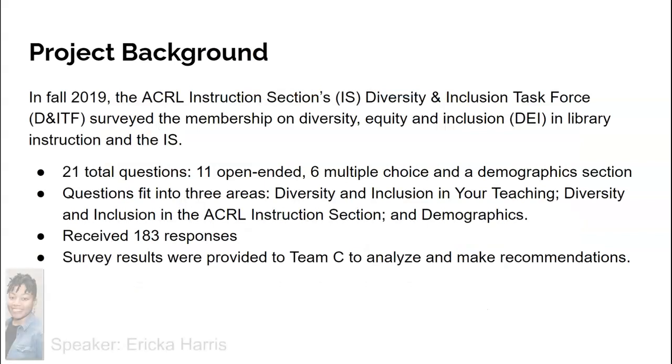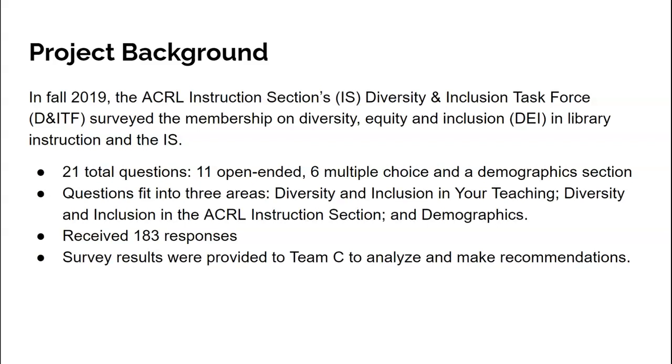In fall 2019, the ACRL Instruction Section Diversity and Inclusion Task Force issued a survey to membership that asked about diversity, equity, and inclusion in instruction. The 21-question survey covered 3 categories: diversity and inclusion in teaching, diversity and inclusion in the instruction section of ACRL, and demographics of the respondents' libraries.